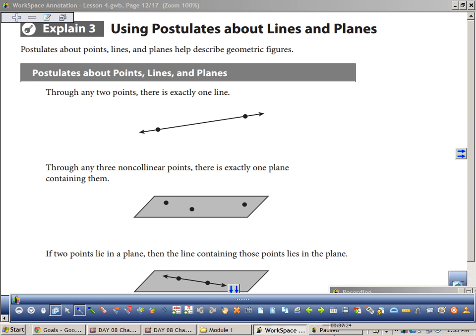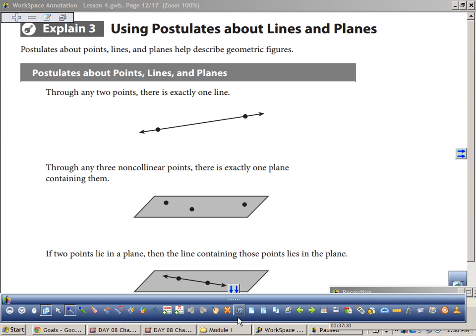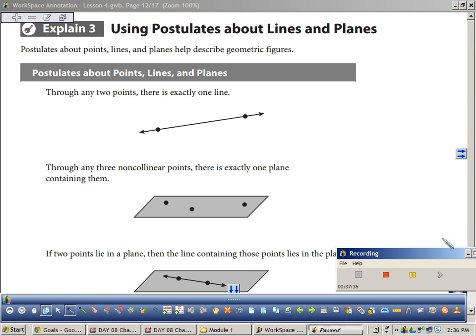All right, normally I would stop here. We only have a few minutes. We can get through this a little bit more tomorrow. Let's start back up here and explain 3 tomorrow. And I'm going to try and get on computers tomorrow with you. All right, good job, guys.